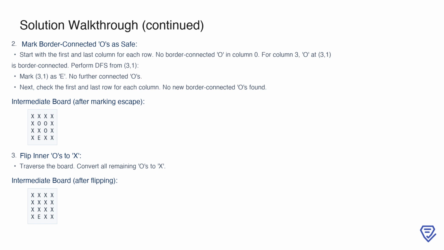Now, we identify and mark any O's that are connected to the borders as safe because these cannot be captured. Starting with the first and last columns, we find no border-connected O in column 0. However, in column 3, there is an O at position 3-1. Using depth-first search, we mark this O as E, indicating it has escaped capture. There are no further connected O's to explore. Next, we check the first and last rows for border-connected O's, but none are found. At this stage, the intermediate board shows the E at 3-1, while all other O's remain unchanged.